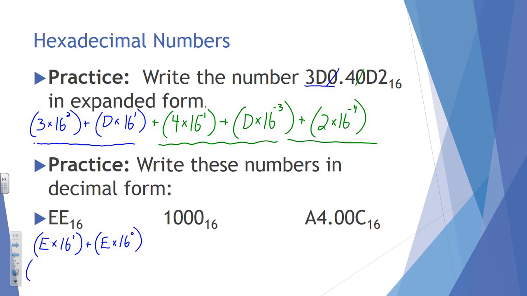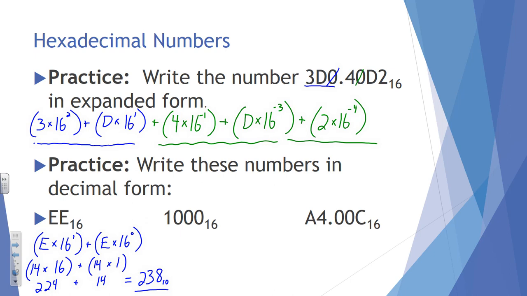Since E is equivalent to 14 base 10, we would say that that is 14 times 16, or 14 16s, and E is another 14, but 16 to the 0 is 1, so that's simply 14 times 1. 14 times 16 is 224, plus another 14 means that the base 10 equivalent of that number is 238.